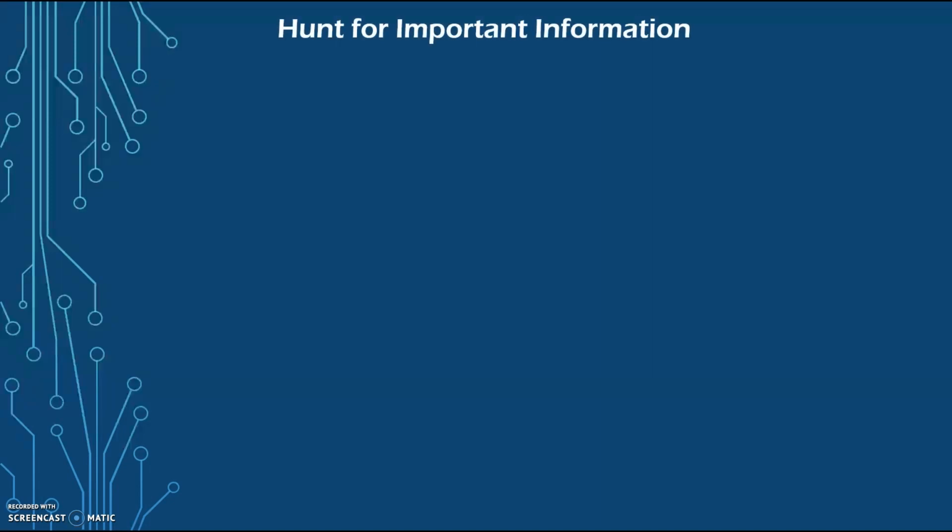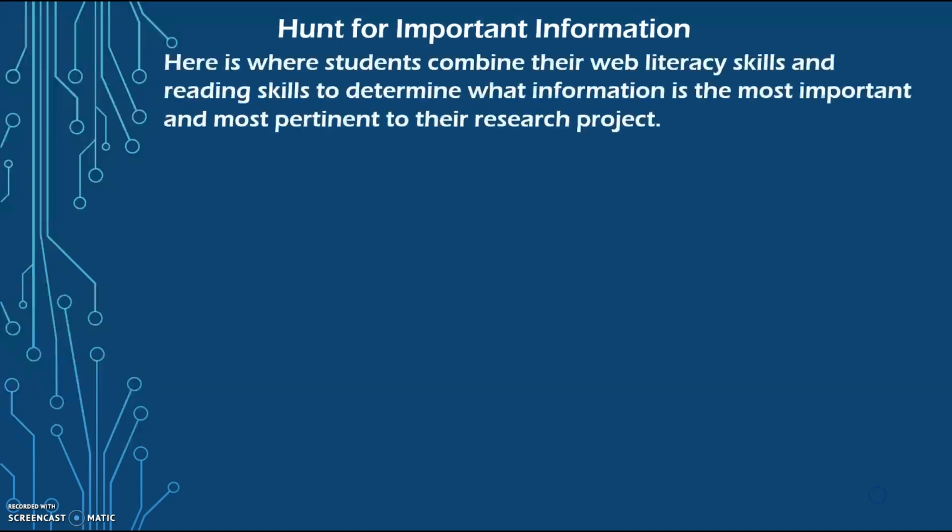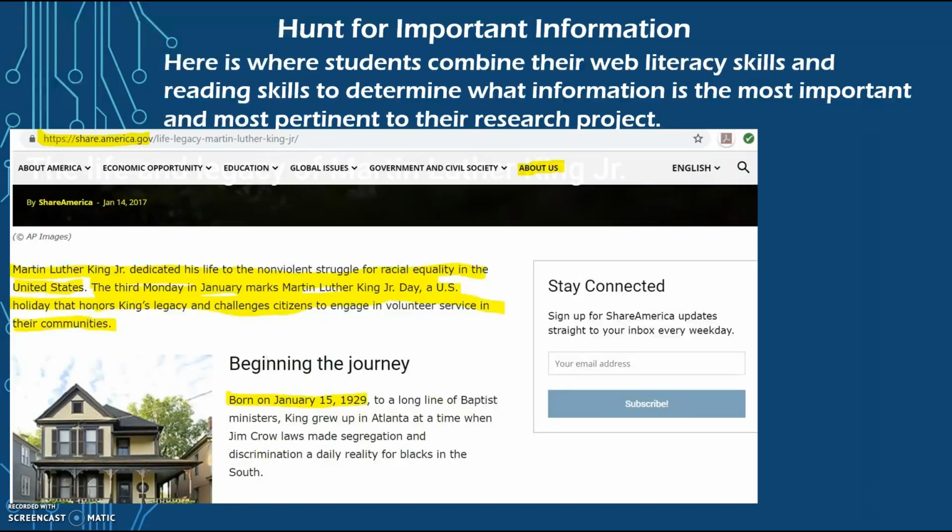Hunt for important information. When having students hunt for information, it's important they employ their critical thinking skills and critical reading skills. They will want to observe common text features that are found in non-digital media and will apply them here as well. Here is where students combine their web literacy skills and those reading skills to determine what information is the most important and most pertinent to their research project.